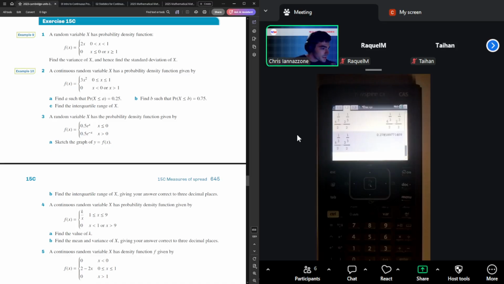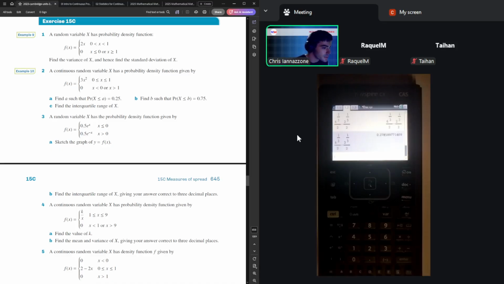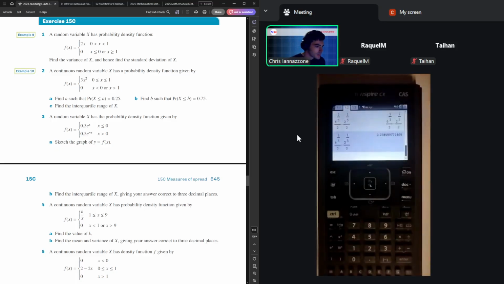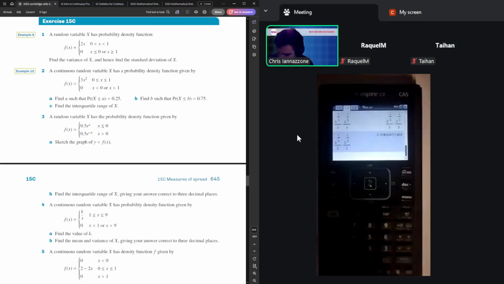Question 3, we now have a split. We have 0.5 e to the x for x less than or equal to 0, and we have 0.5 e to the minus x for x greater than 0. Does say sketch the graph. Yeah, why not? That's fine.